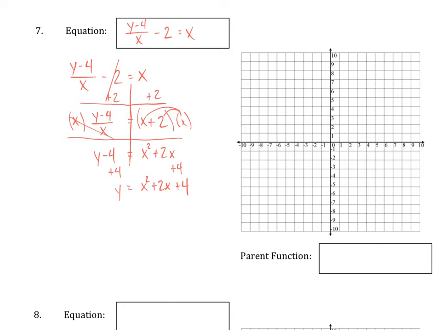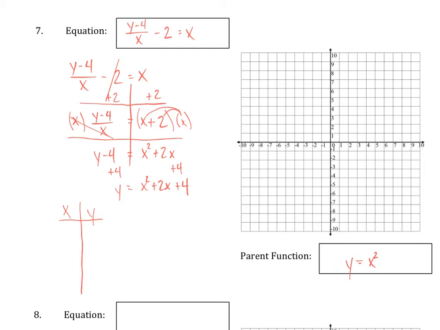Now I have a function. It's a quadratic. I've been tipped off because of this 2. That's my exponent. So my parent function would be y equals x squared. And now what I'm going to do is graph this thing. The only real way that I know how to do this right now is just to make a table and start plugging in numbers.